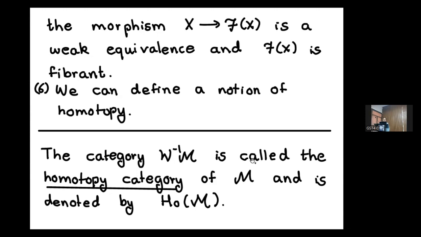But anyway, now that you have all this mechanism, we can talk about the model category with respect to weak equivalences. This is called the homotopy category of your model category.